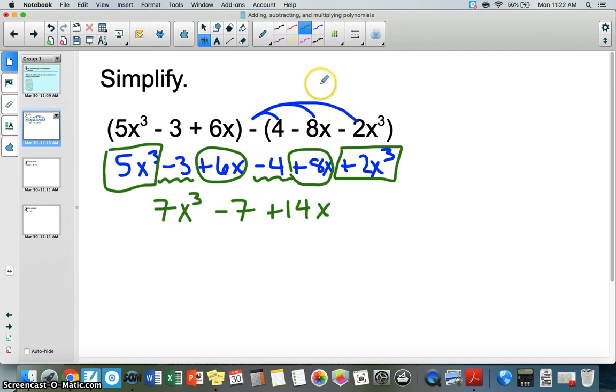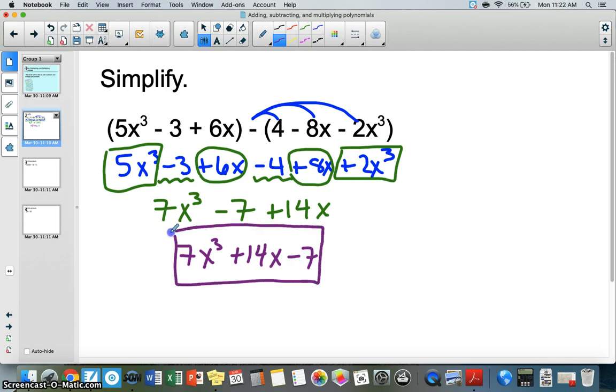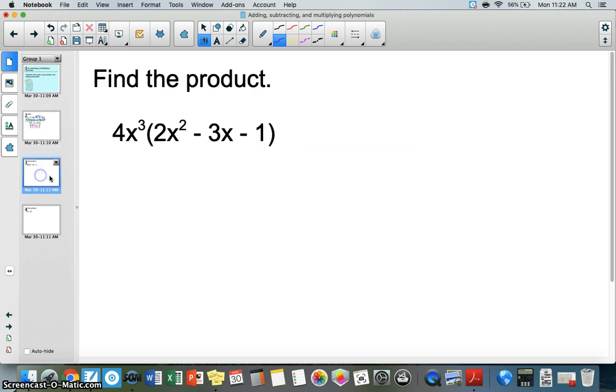Okay, now we always want to make sure our answer is in standard form. And remember, standard form means I go biggest exponent down to just a number. So my biggest exponent is this 7x cubed, so that stays out front. But then this 14x should come next. So plus 14x and then minus 7. Okay, so that would be my answer in standard form.